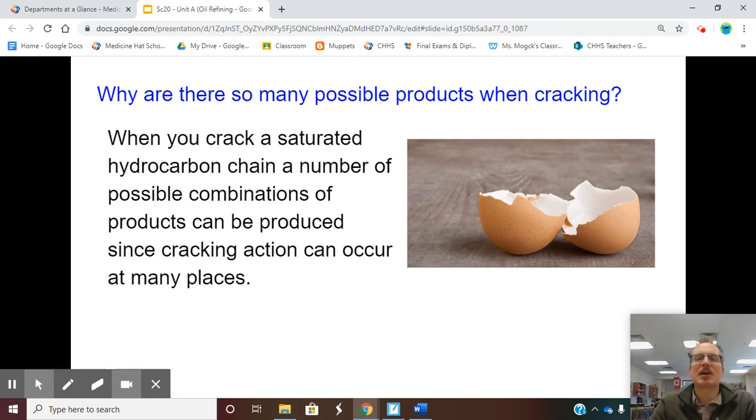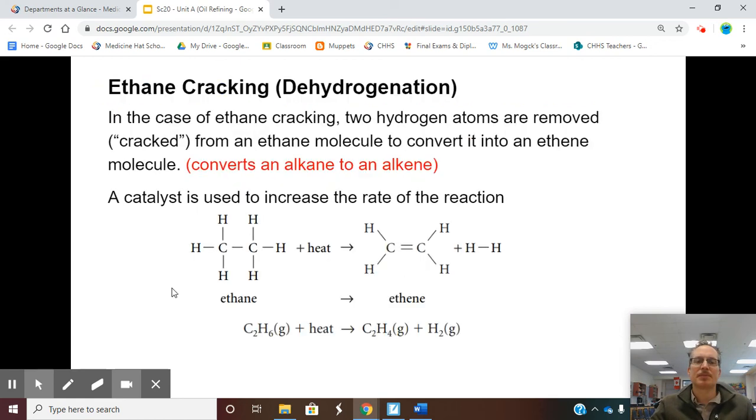Why are there so many possible products when cracking? It's because the chains are so long that there are many different combinations. 2, 3, possibly 4 if we have a long enough chain of combinations of products that could be formed.